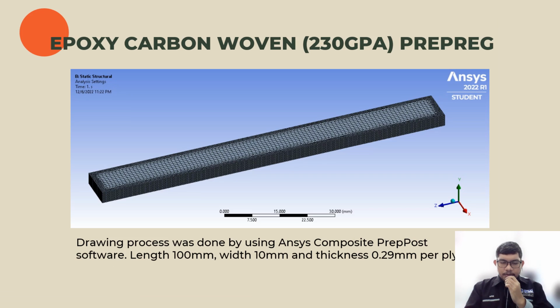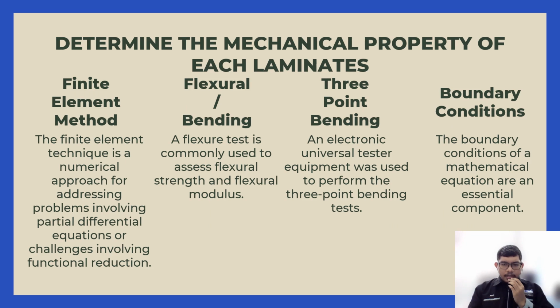In this project, we will be using epoxy carbon woven 230 GPa prepreg. The weaving process was done by using Excel composite paper software. The length is 100 mm, width 10 mm, and thickness is 0.29 mm per ply laminates. Determine the mechanical property of each laminate.